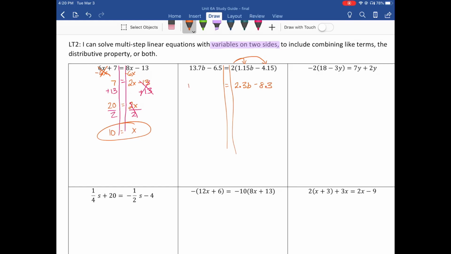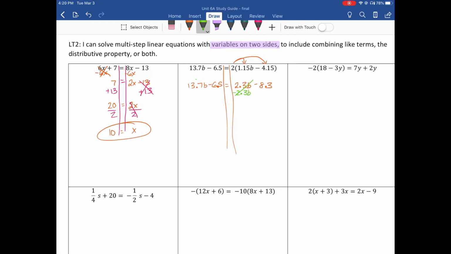And then the left-hand side of our equation simply drops down. And now it's just like the equation that we just did. We want to move our smaller variable so that all of our variables are on the same side. So if we have 13.7b and 2.3b, our smallest variable will be the 2.3b. So we're going to subtract to get rid of it.